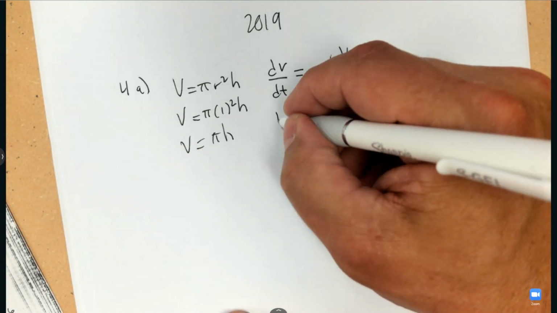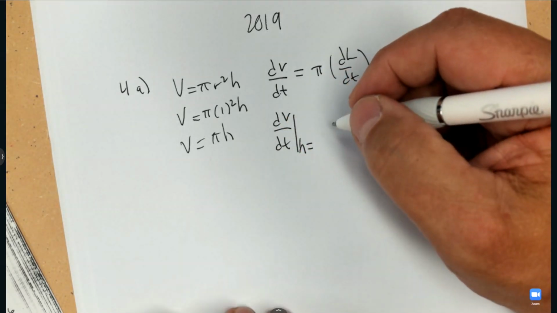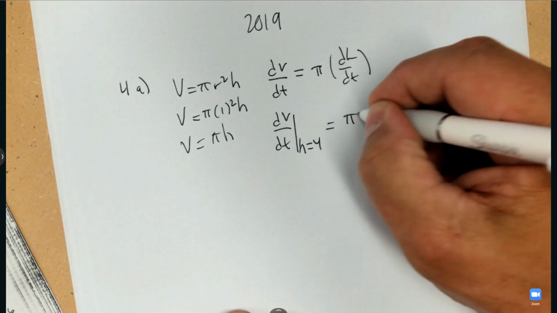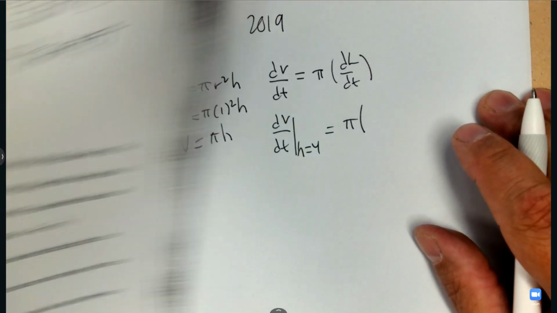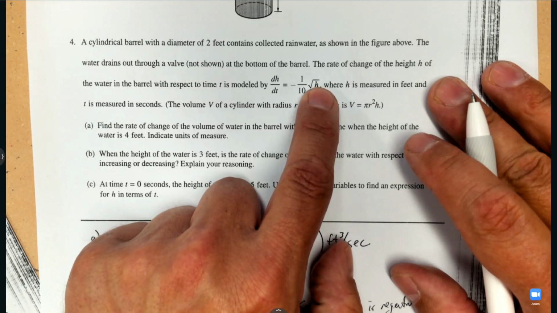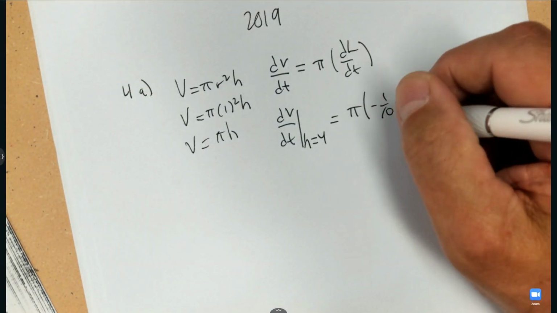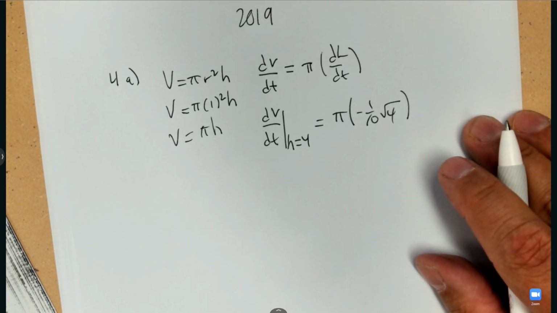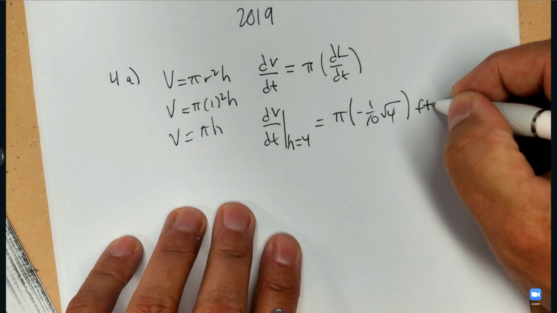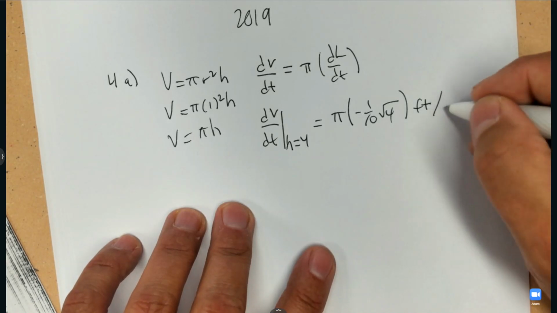Then I'm going to plug in for the height. It says when the height is 4. So I got pi. Now, what do I use for dh by dt is what was given in the question. And I'm going to plug that number in for h. So I'm going to write negative 1/10, and then the square root of 4. I don't have to simplify that, but I do have to have units. So height, and if I look carefully, it's feet. So it's just feet, not feet cubed, because it's not volume, just feet per second.